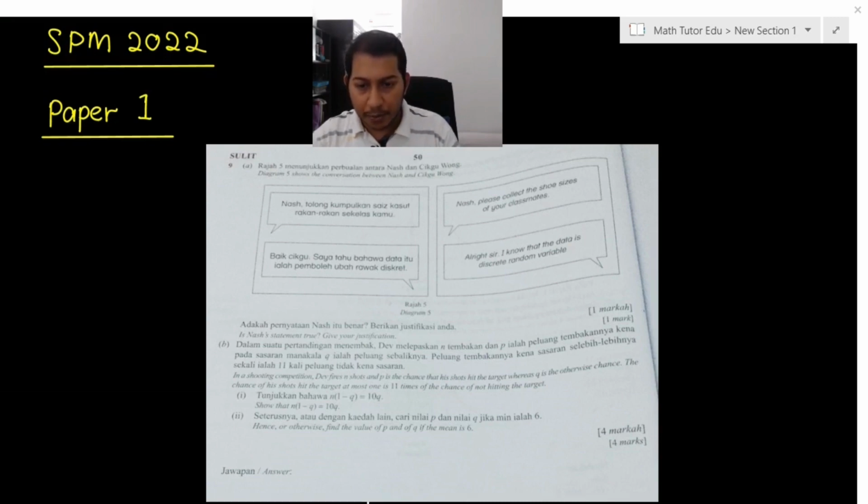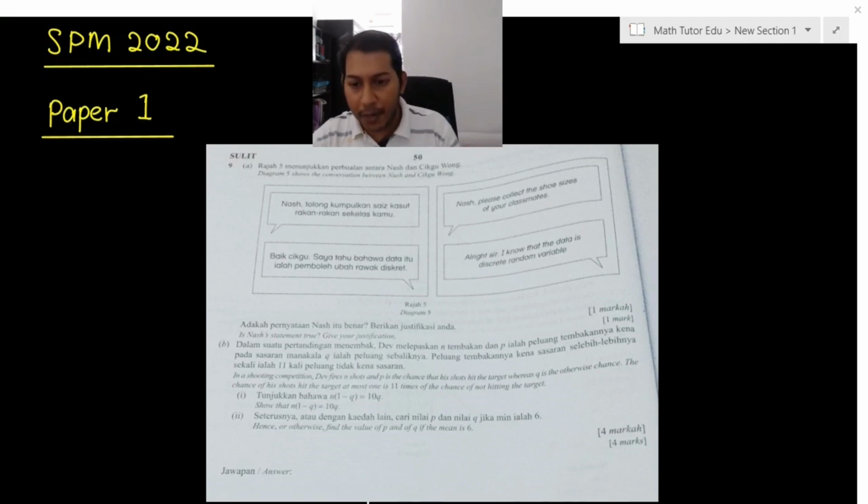In a shooting competition, Dave fires N shots and P is the chance that his shots hit the target, whereas Q is the otherwise chance. The chance of his shots hit the target at most 1 is 11 times of the chance of not hitting the target. Okay, so this is the question B. Within the question B, you have part 1 and part 2.